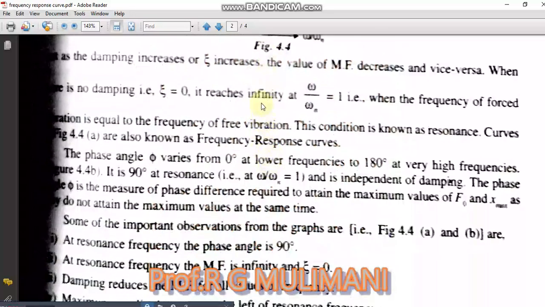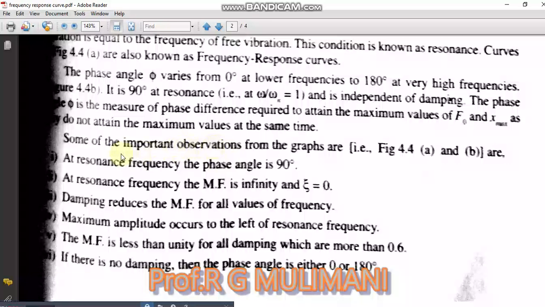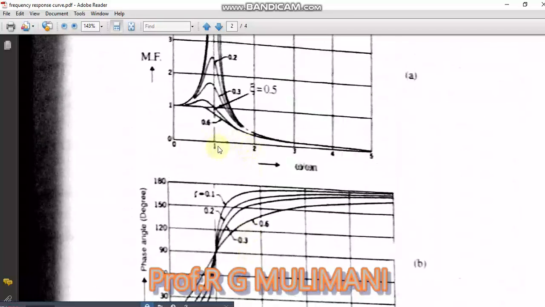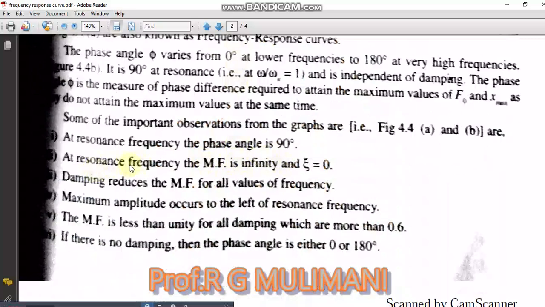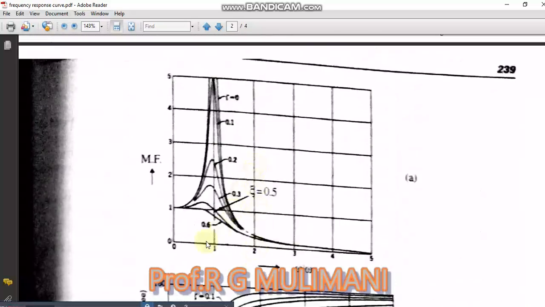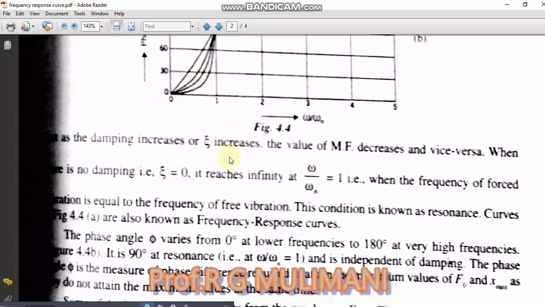Okay, the same thing is explained here. Okay, what are the observations here? At resonance frequency, means omega by omega n equal to 1 or omega equal to omega n, the phase is 90 degrees. At resonance frequency, magnification factor is infinity. The same is explained here. At resonance, that is omega by omega n equal to 1, this value is infinity. Magnification factor, okay, it is endless here, so it is infinity.